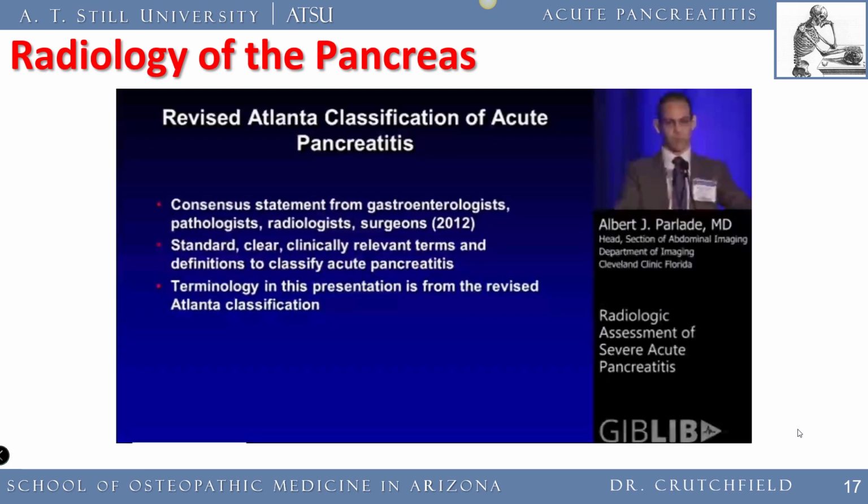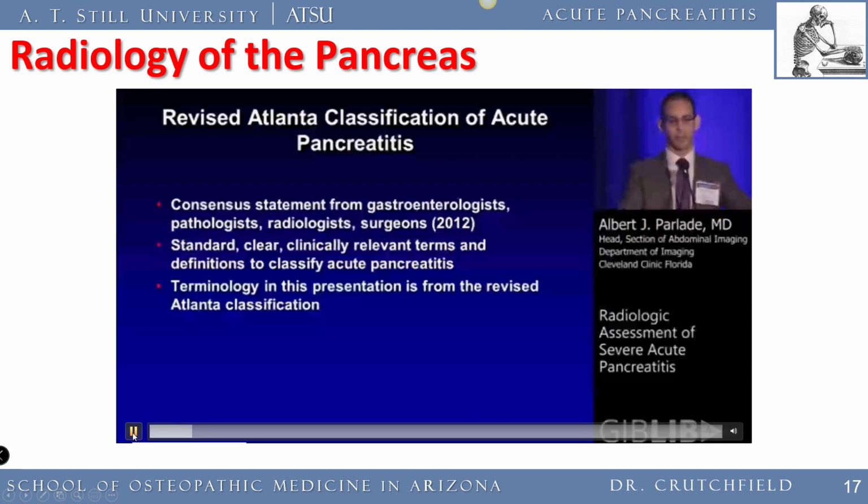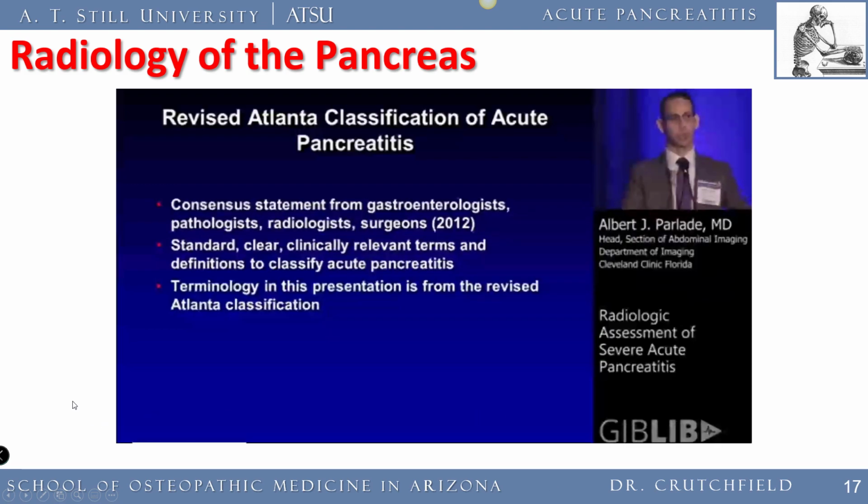So first I want to start off with the revised Atlanta classification for acute pancreatitis. I think the most important thing when imaging pancreatitis and when discussing pancreatitis is that everyone's on the same page with the nomenclature, the terminology, so that we can all communicate appropriately and the appropriate management can be made for these patients.